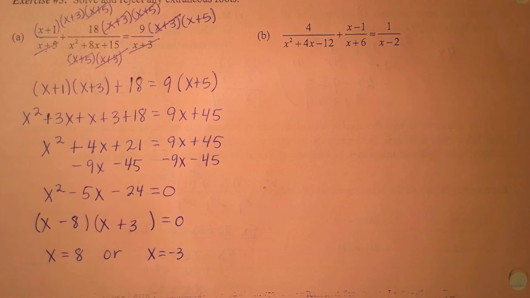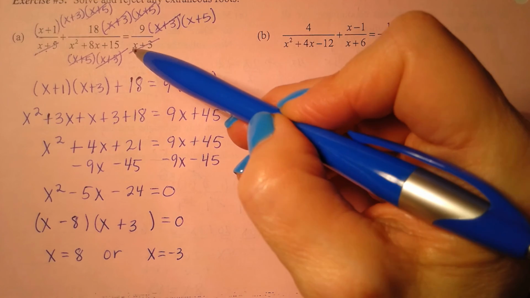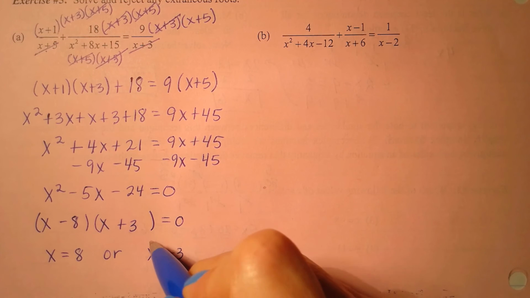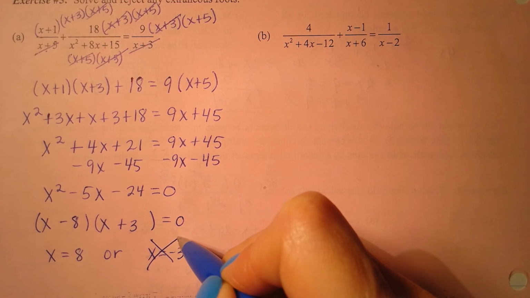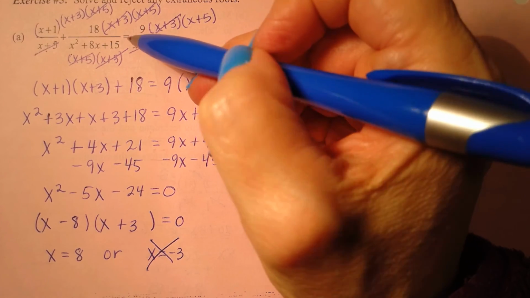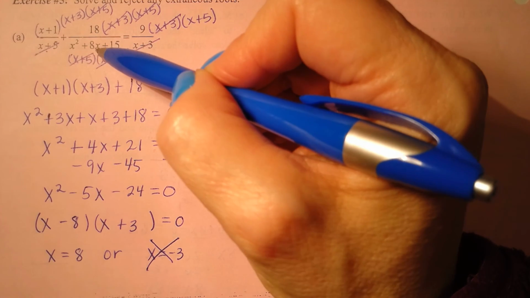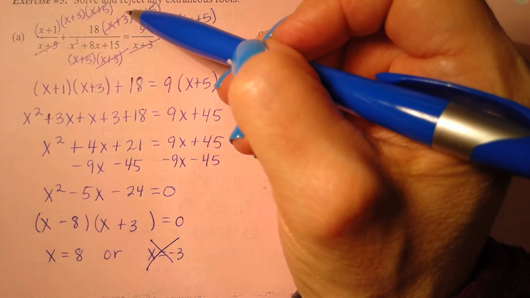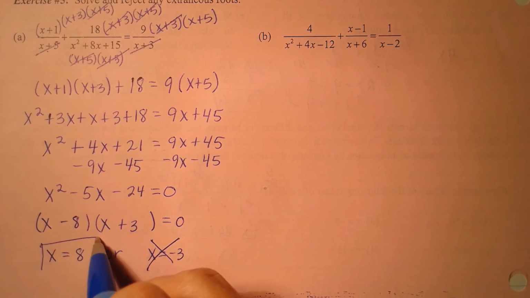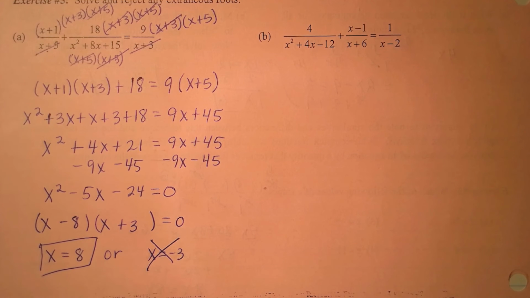So let's look at our denominators. Negative 3 will make this fraction equal to 0, so negative 3 will not work. 8 will work because 8 plus 3 is not 0. 8 will also work because 8 squared plus 8 times 8 plus 15 is not equal to 0. And 8 plus 5 is not equal to 0. So our only answer for this one is x equals 8. We have one final example.